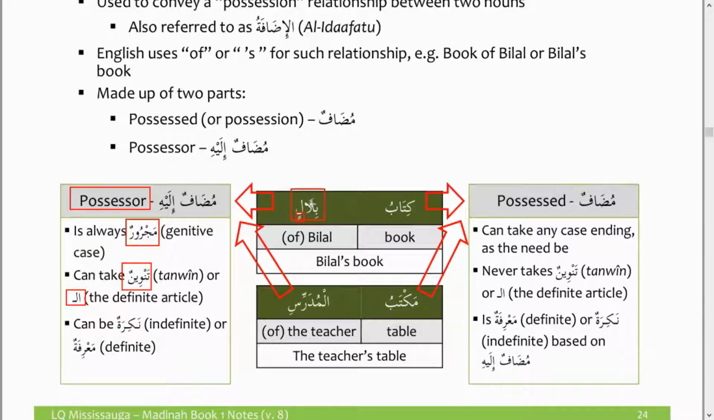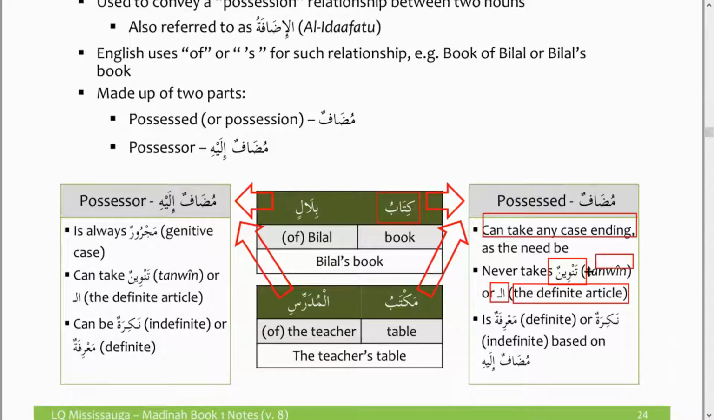The second word can take tanween or alif lam, can be nakira, that is indefinite, or ma'rifa, that is definite, depending on the case. While the mudaf, the first word, can take any case ending. It can be kitaba, kitabu, or kitabi. It can take any case ending, but it doesn't take tanween or alif lam, the definite article. And it can be ma'rifa or nakira, so the first word can be definite or indefinite.